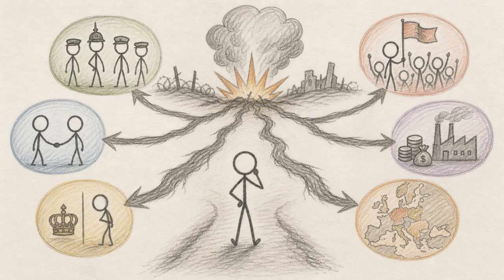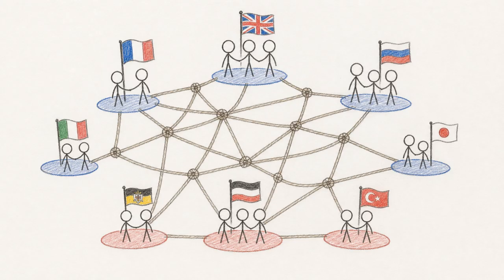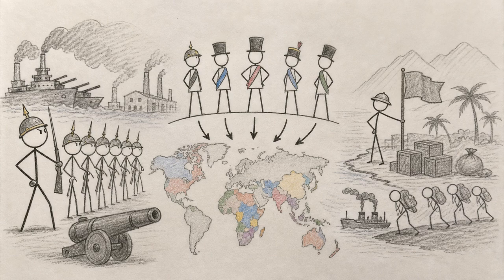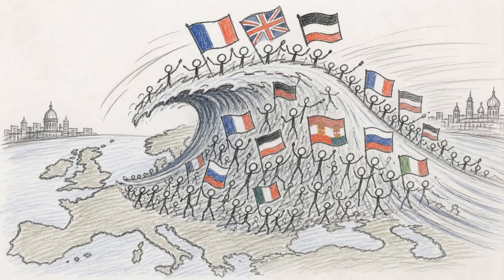Let's start by exploring the origins of the conflict. Rooted in a complex web of alliances, militarism, imperial ambitions, and an intense wave of nationalism sweeping through Europe.